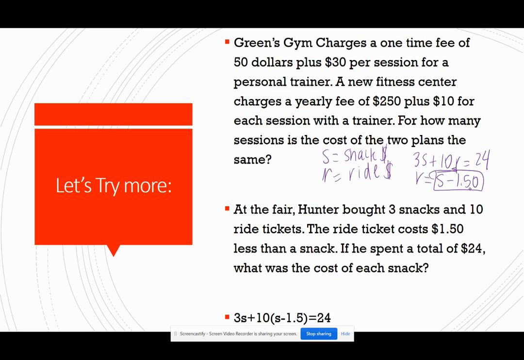Then we're going to distribute, so we get 3S plus 10S minus 15 equals 24. Combine our like terms, we get 13S minus 15 equals 24. Add 15 to both sides, we get 13S equals 39. So my S is $3. So the snack equals $3. Plug it back in, and my ride is 3 minus 1.50. So my ride is $1.50.